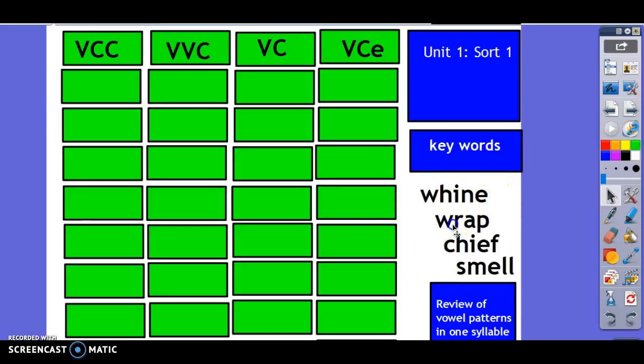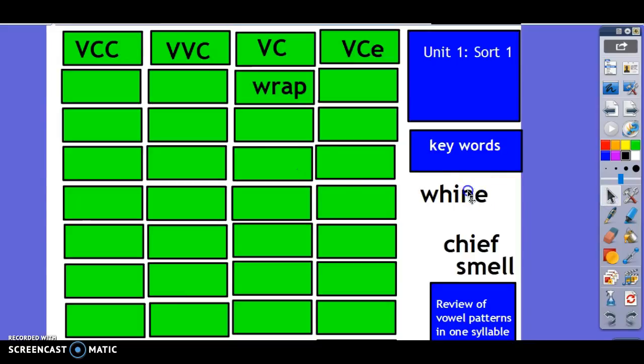Okay, so when I get to my first word, I'm going to find where my vowel is, which is the A, right? And I'm going to look at the pattern. So I have a vowel and then a consonant pattern. So I'm going to put this under the VC.